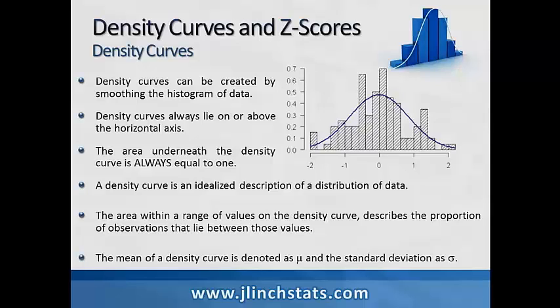The mean of a density curve is denoted as mu, and the standard deviation is denoted as sigma. Once again, when we refer to density curves, we're really referring to the distribution of the entire population. And because we're dealing with the distribution of the entire population, we're using parameter values for our mean and for our standard deviation. So the mean of a density curve, once again, is denoted as mu. That's the Greek letter for lowercase m. And the standard deviation is denoted as sigma, the lowercase Greek letter for s. So mu and sigma, once again, denote the mean and standard deviation of our density curve.